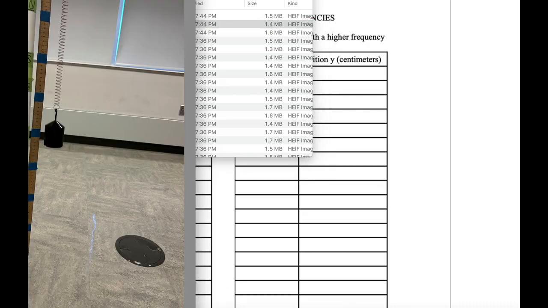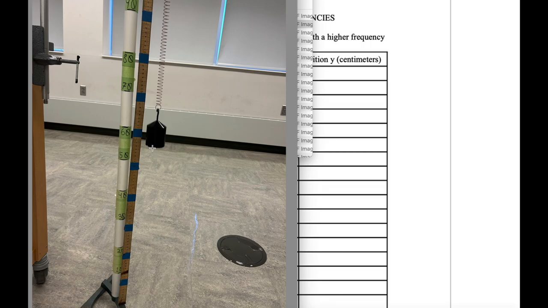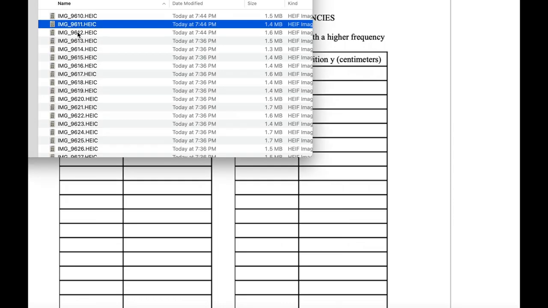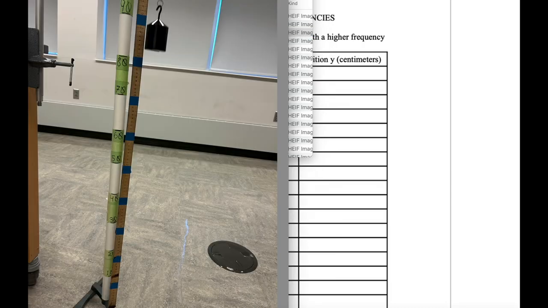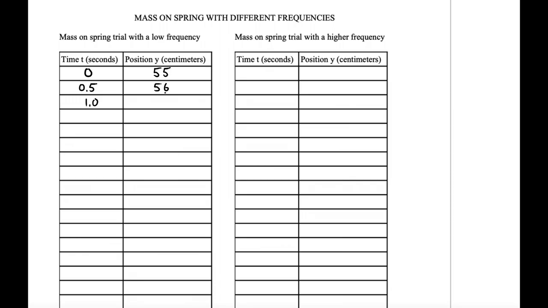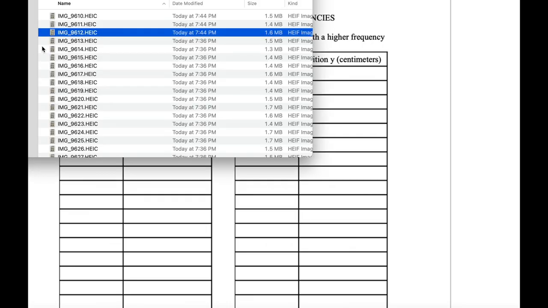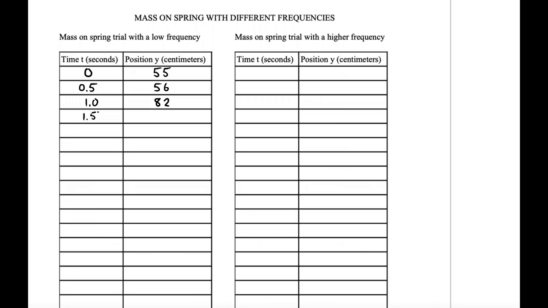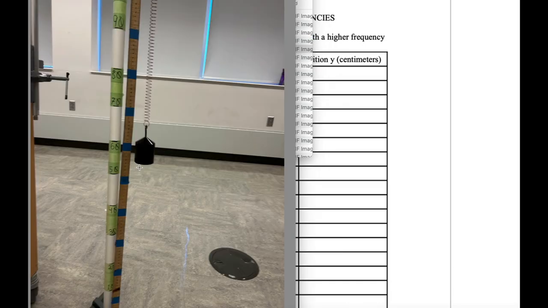Okay, let's open the next image. Looks like we're at 56 at this point. Now remember, in these trials, I had taken snapshots every 0.5 seconds. And at that time, we were located at 56 centimeters. For the next snapshot, it looks like we're at 82. I can add uncertainties to these later. 85. Looks like 55.